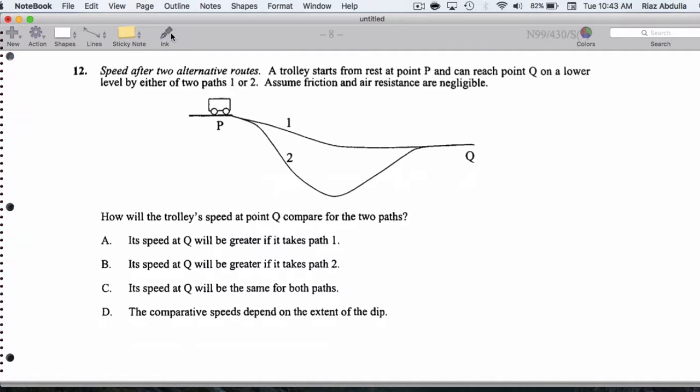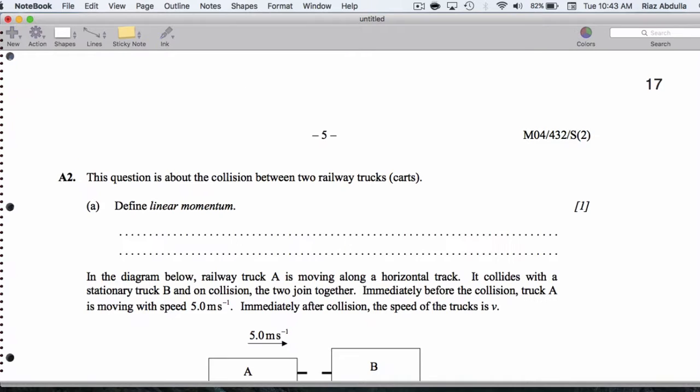Here, we want to know what the speed will be at Q if we take path 1 versus path 2. So it actually turns out in the absence of friction, we just have mgh equals 1/2 mv squared. We don't care how we get there. The speed will be the same for both paths. There's this trick here. They want you to think that the dip matters, but it actually doesn't. Sure, it's faster down here, but then it slows down going up so that its speed at Q is the same for both.